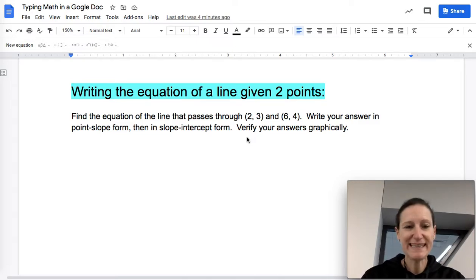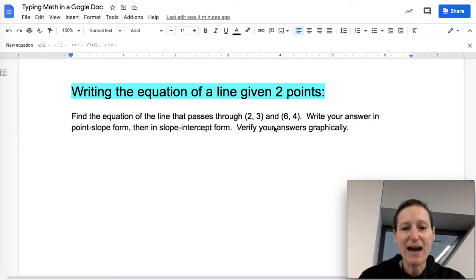Hey everybody, in this video we're going to review how to write the equation of a line given 2 points, which can be pretty challenging, and we're going to review two forms of a line. We're going to review point-slope form, and we're also going to review slope-intercept form. And for those of you that need to practice typing equations in Google, I'm going to do this problem in this manner, so if that's something you need to practice, you can see how that works as well.